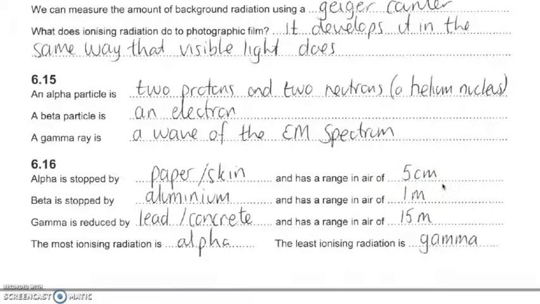It's worth remembering this for exams because they tend to ask you about the properties and what each particle can be stopped by. Beta particles can be stopped by aluminium and have a range of approximately 1 meter in air. Gamma rays are reduced by lead or concrete and have a range of about 15 meters in air. They generally have a very long range, but within 15 meters you'll be heavily exposed to gamma, and that'll be quite dangerous for you.